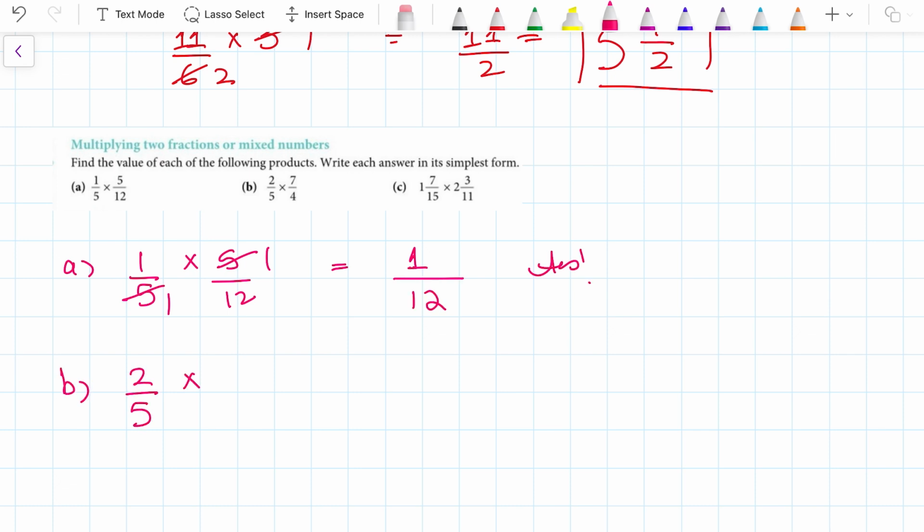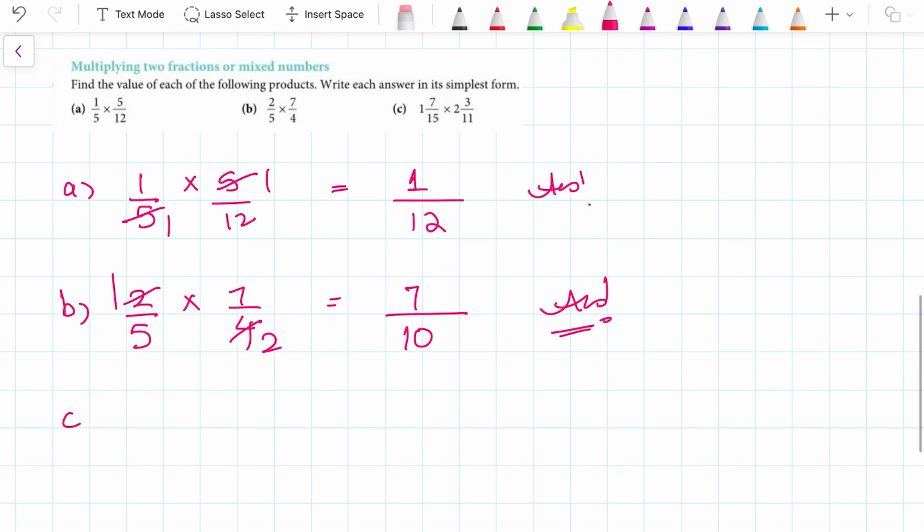2 upon 5 into 7 upon 4. 2 times 1, 2 times 2. 1 into 7 is a 7. 5 into 2 is a 10. So that's the simplest possible form. It cannot be simplified any further.